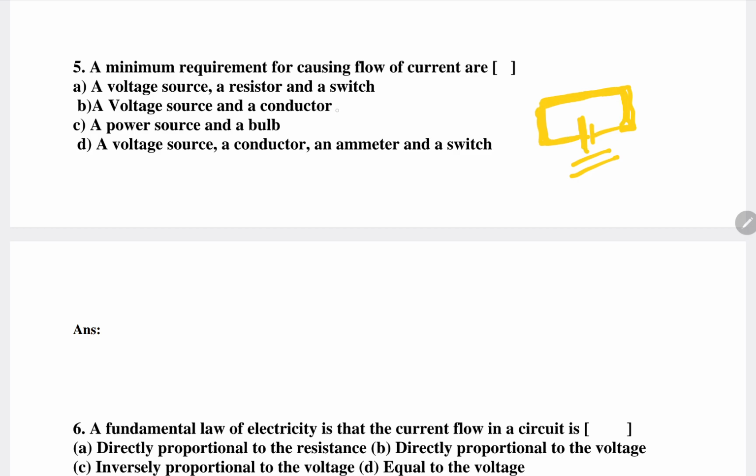So voltage source and a conductor, if both of them are connected in a closed circuit, then only current will flow. The answer is what? B.